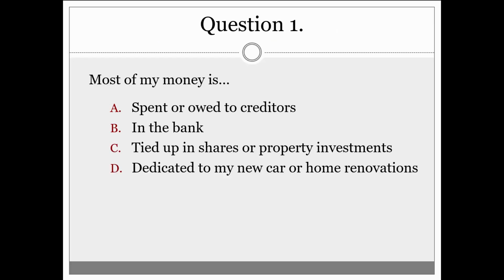All right, question 1. Most of my money is A, spent or owed to creditors, B, in the bank, C, tied up in shares or property investments, D, dedicated to a new car or home renovations. Which one best describes you, A, B, C, or D? Whichever it is, write that letter down on your sheet of paper next to number 1.